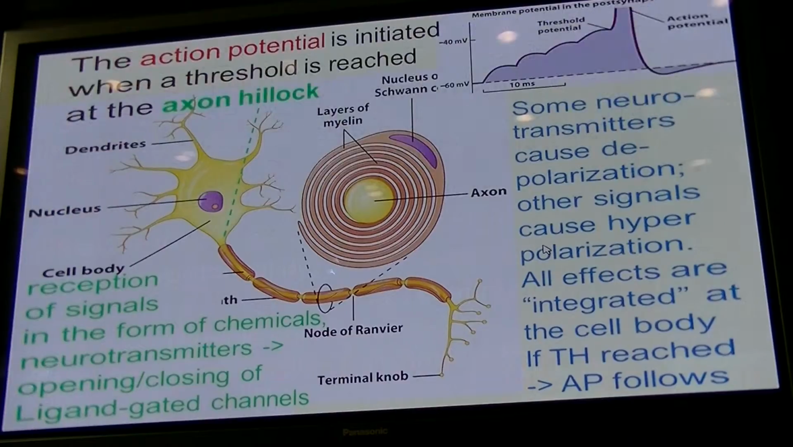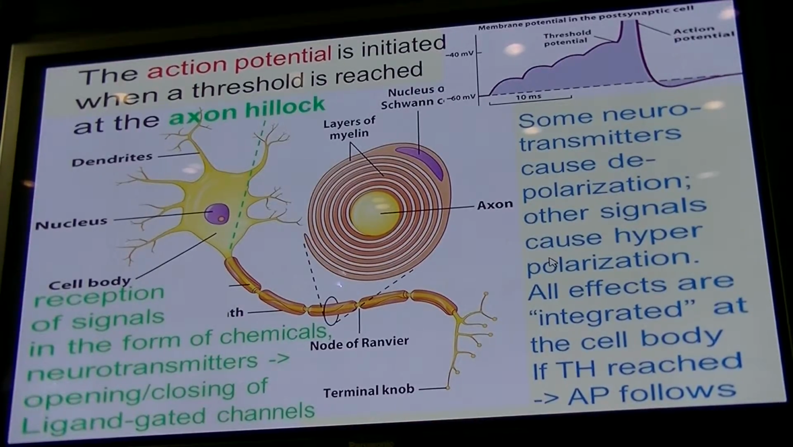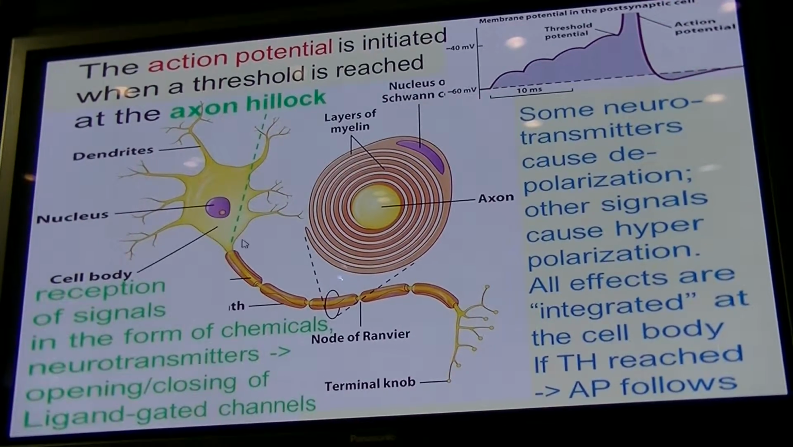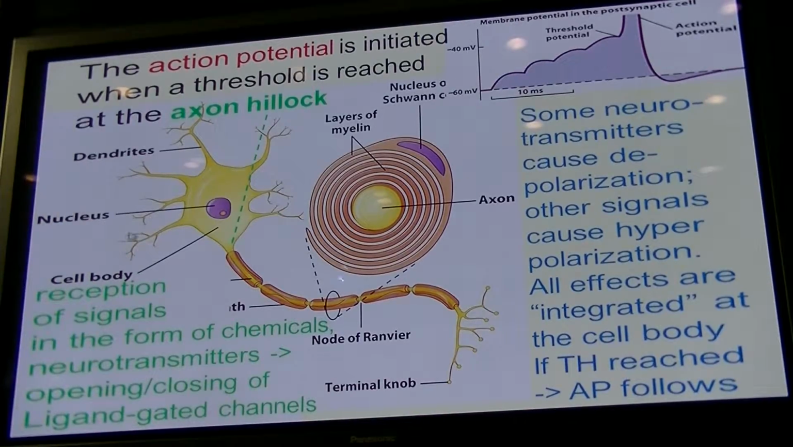All right. Now, I've said action potentials, you just have to believe me, originate somewhere. So now we have to talk about what it is that causes an action potential. So here is where the action potential starts. We call it the axon hillock. Now what is going on? This cell here is receiving neurotransmitters from other cells.